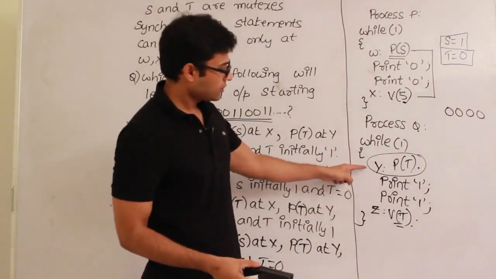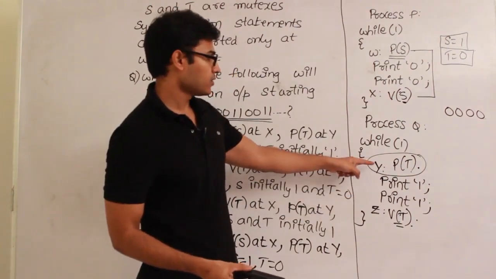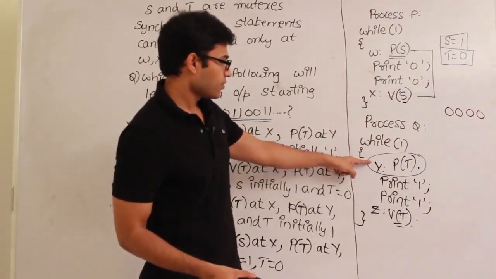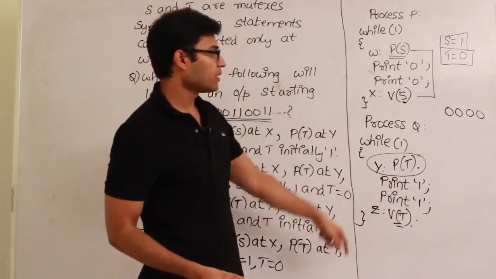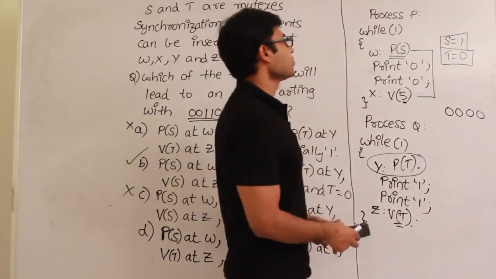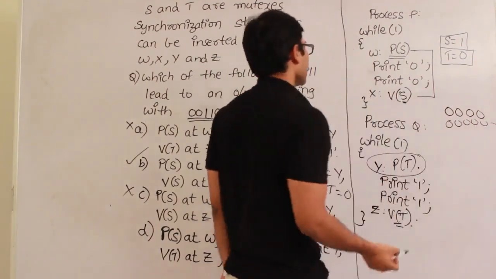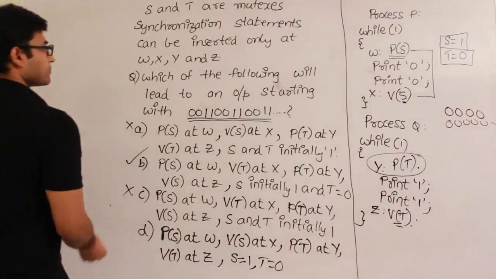So unless you reach here, you cannot cross this point. But unless you cross this point, you cannot reach here. Therefore Q will never get executed. So the only output possible because of this is all zeros, right? So the option is B. Got it?